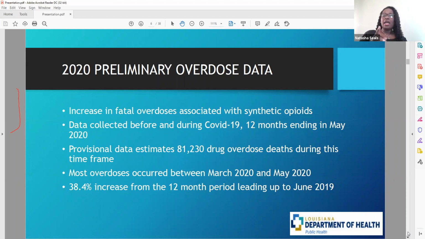Provisional data says that there were over 81,000 drug overdoses during this time. This is the highest number ever recorded in a 12-month period. Most of these overdoses occurred between March of 2020 and May of 2020, which, as most of you know, coincides with the implementation of the stay-at-home order. This is important because it kind of confirms some of the things that we know about overdose deaths. With that implementation of the stay-at-home order, you saw isolation. With isolation, you see increased drug use. And with increased drug use, you would then have, unfortunately, increased overdose risk. Next slide.